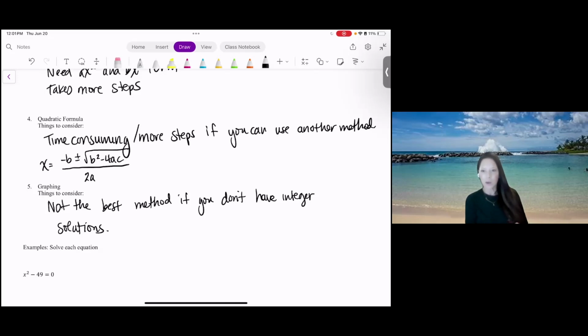And to be honest, if you have integer solutions, you should have factored. So graphing, it does get you the answer, but I would say this is my least favorite option to getting you the answer. Let's see this in action.